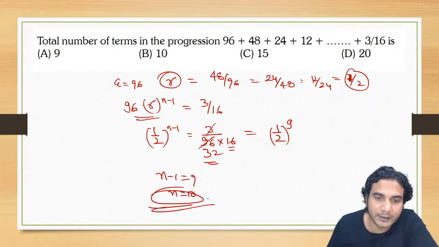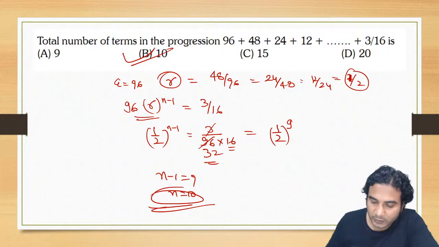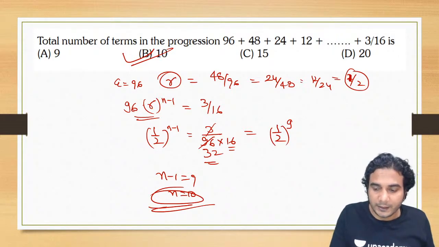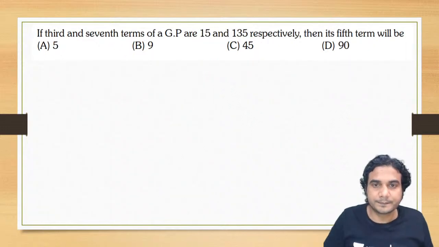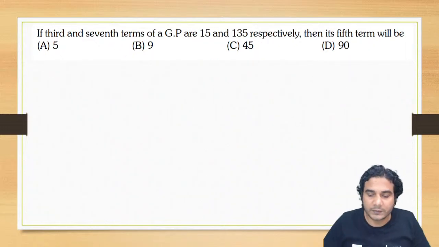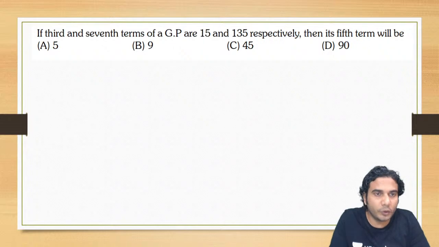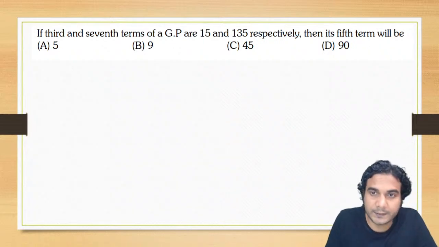Yes, Rombo, your answer is correct. N is equal to 10. Subhash, you have again solved it incorrectly. Easy problem. All right, try this one. The third and seventh terms of a GP are given, then find the fifth term. I'm giving you very easy problems. Do it correctly, guys.